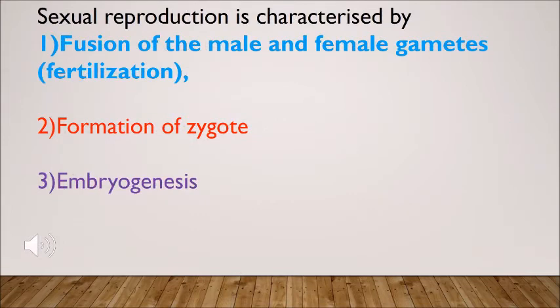Sexual reproduction in plants is characterized by three steps. Number one, fusion of the male and female gametes, that is known as fertilization. Number two, formation of zygote. And number three, embryogenesis.